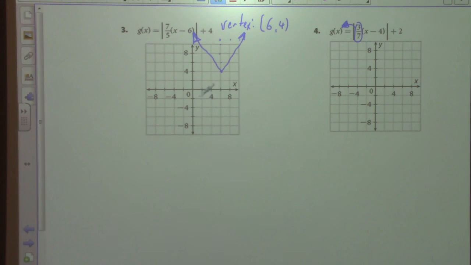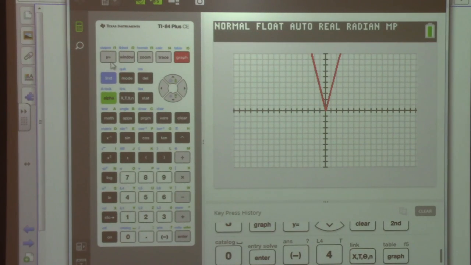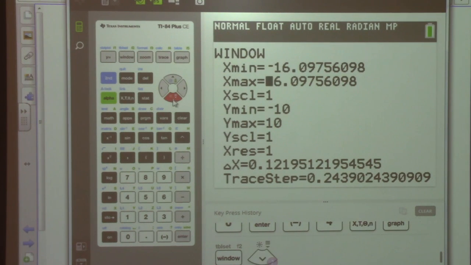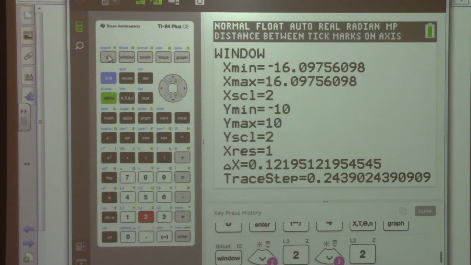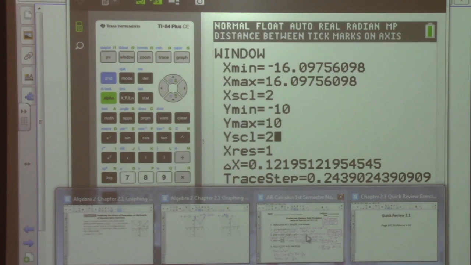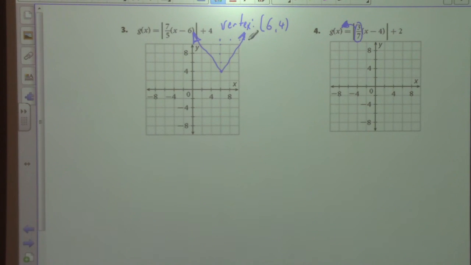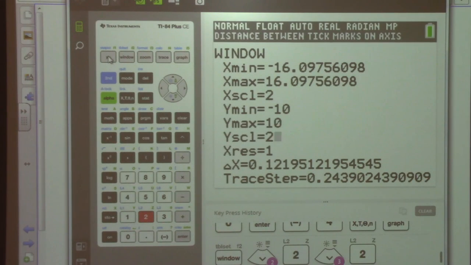One thing that's helpful in a calculator, when you see these things where these are 2 apart, you can go to your calculator and switch that. Do you know how to do that? You go to your window view and you change your X scale to 2 and your Y scale to 2, and then you'll be able to come over here. Let me make sure I get this right. Yeah, it's 6, 4. So go over here.